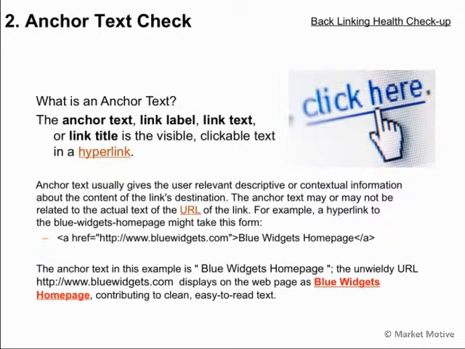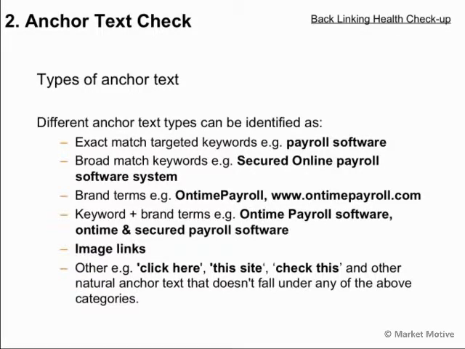So in order to do this anchor text check, we're going to look at how people link to us. Are they using the exact match targeted keywords? Are they using some variation of that, a partial match or a broad match? Are they using your keyword and your brand terms? Are they using your brand terms with your keywords? Are they using image links? Are they using generic anchor text like click here, this site, check this out?